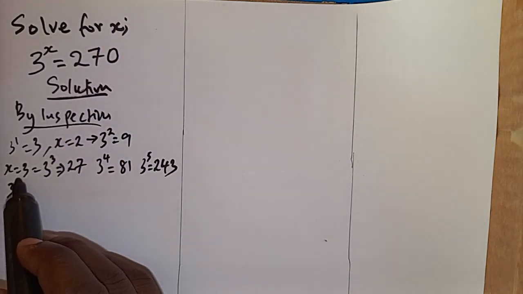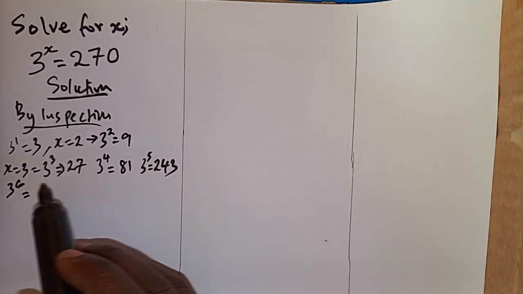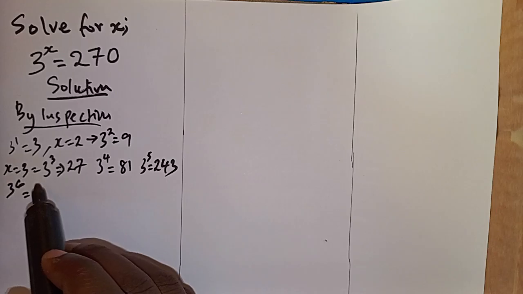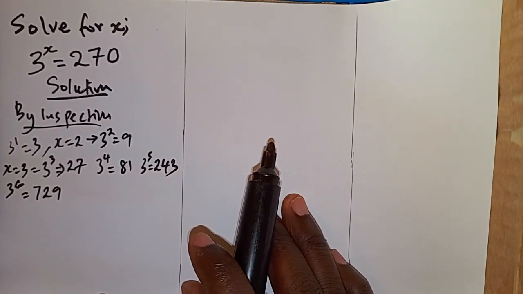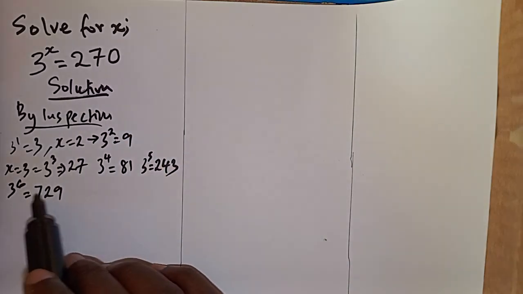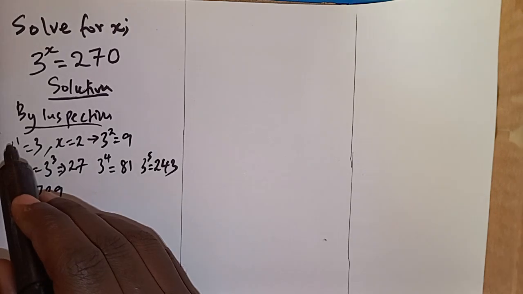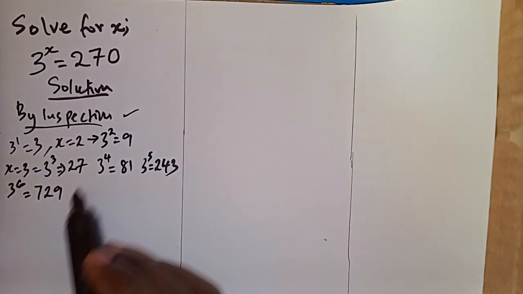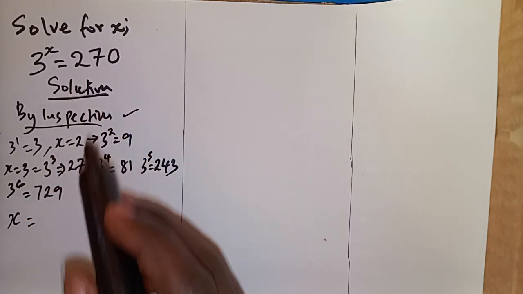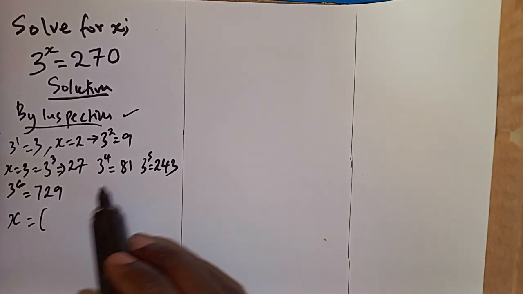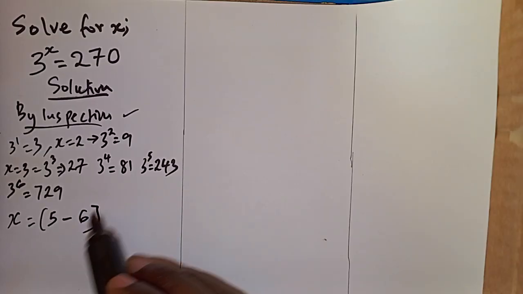What if we jump to x equals 6? Then that explodes and gives us 729. So in fact, our x has exceeded the actual 270. So we can predict by inspection that the x that satisfies this equation will be in the range between 5 and 6.